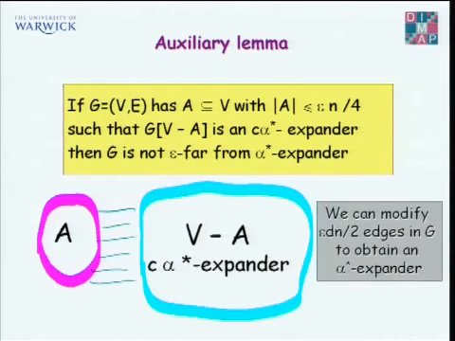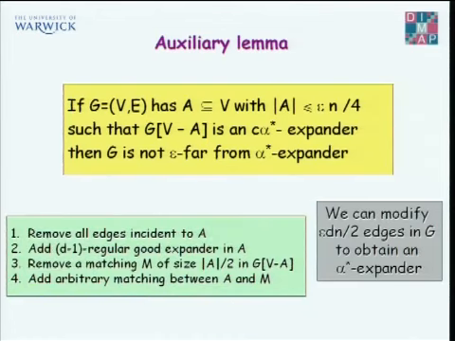And the proof of this is, as you could expect, that we can modify an epsilon fraction of edges. If you have such a graph, you just modify an epsilon fraction of edges and you will get a good expander. Here is how you modify it. You remove all edges incident to this set A. Then you put a very good expander inside set A. Then you put some random matching between set A and the rest of the graph. And then you can prove that this will be a good expander.